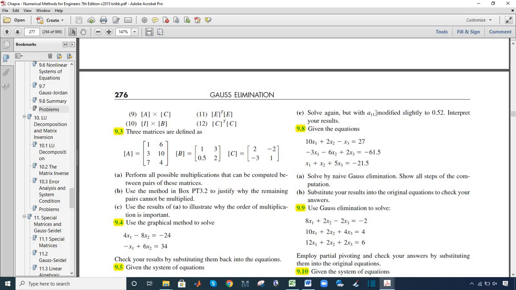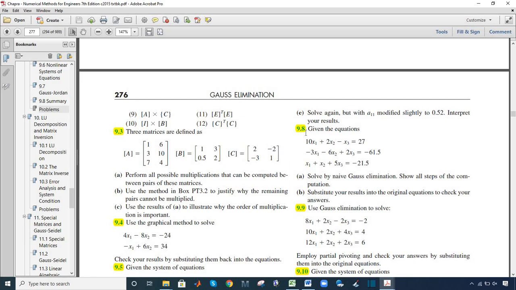The graph will also show that the system is ill conditioned. If you change the value of this element slightly and the result is almost the same, it means the system is not ill conditioned, the system is well conditioned. But in this case the system is ill conditioned, which you have already observed in the graphical method.